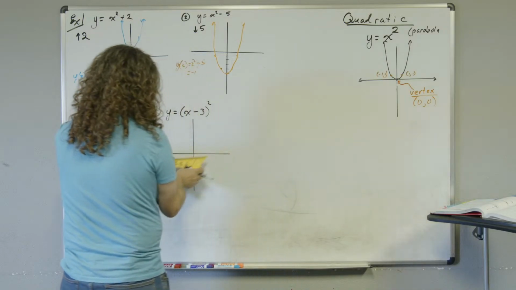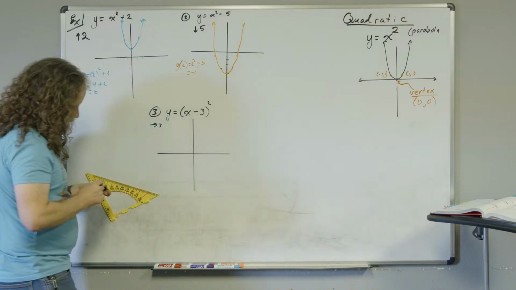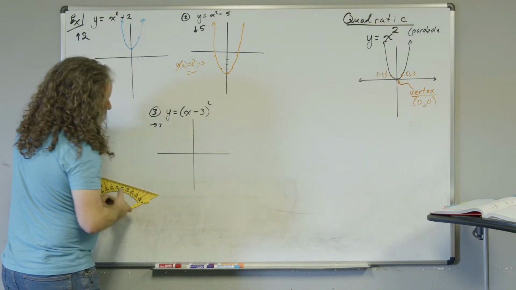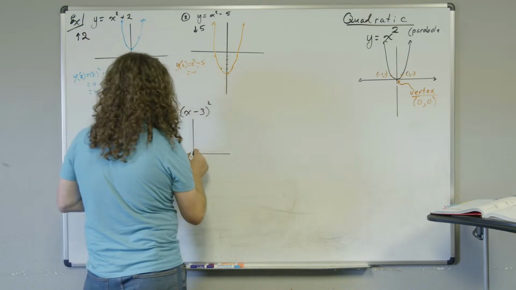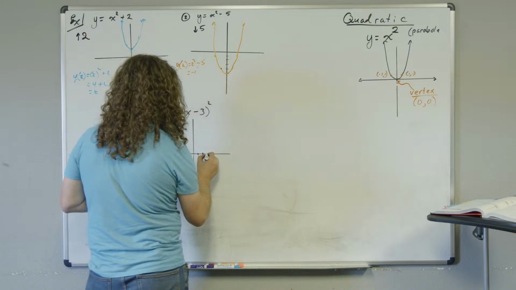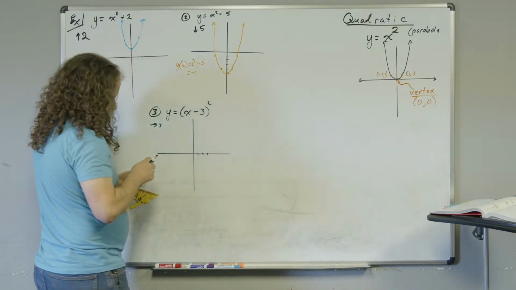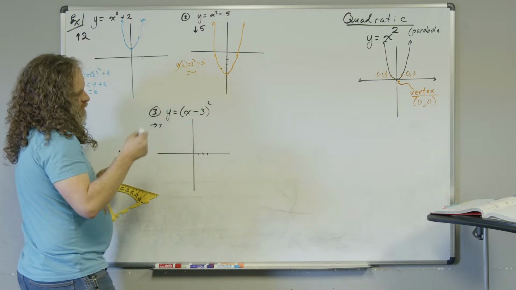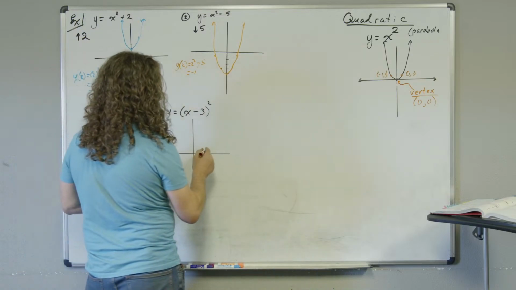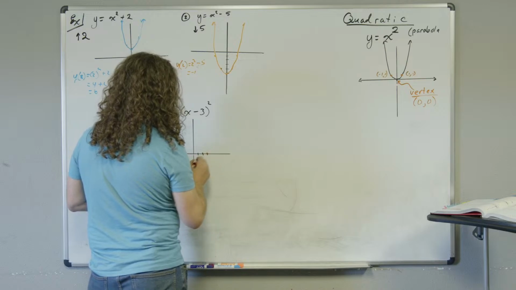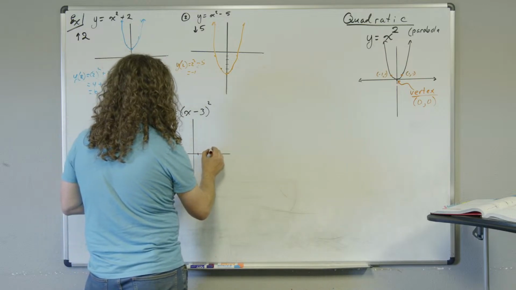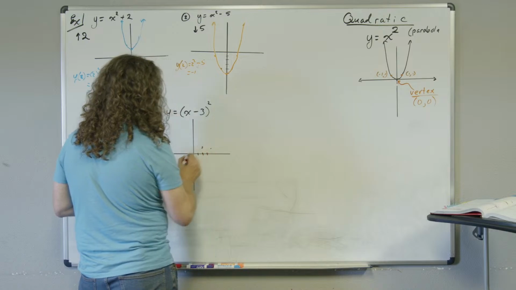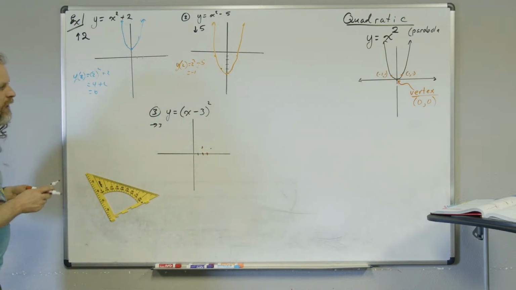So it normally is at 0, 0, right? We're going to go to the right 3. We put the vertex right there. And then we go up 1 and over 1. Up 1 and back 1, right? We can even plot a point.